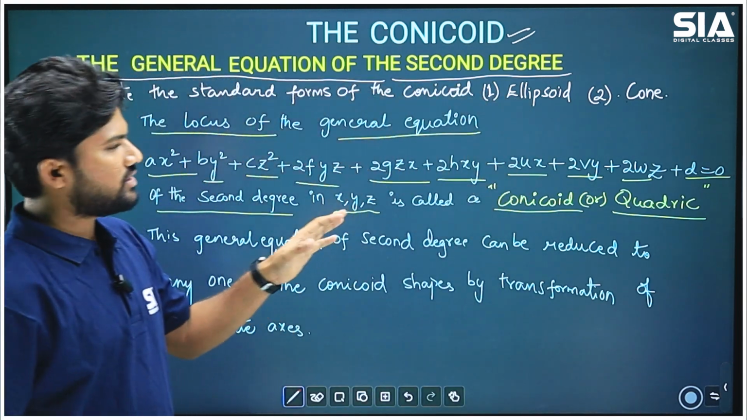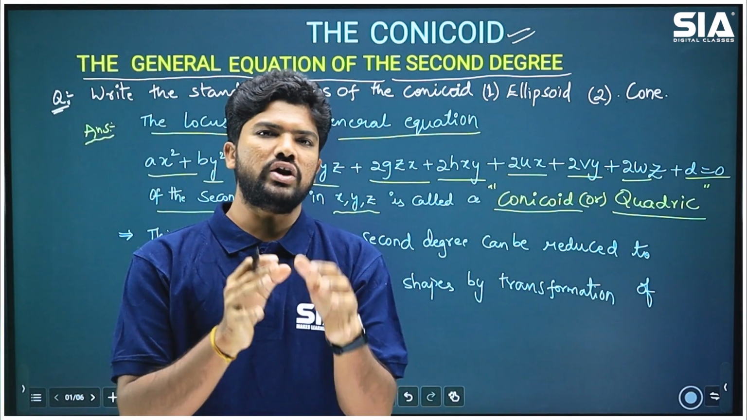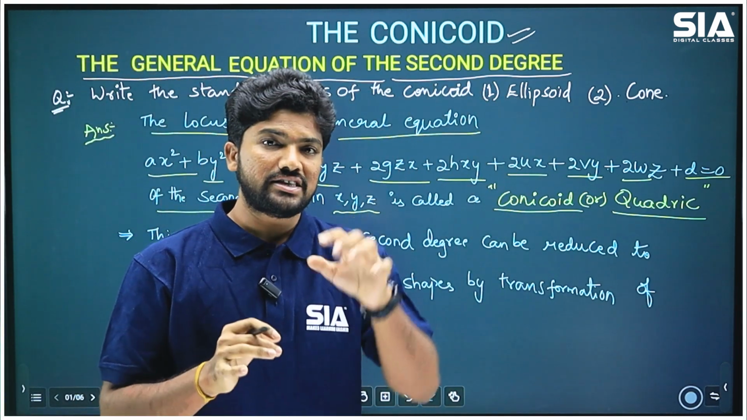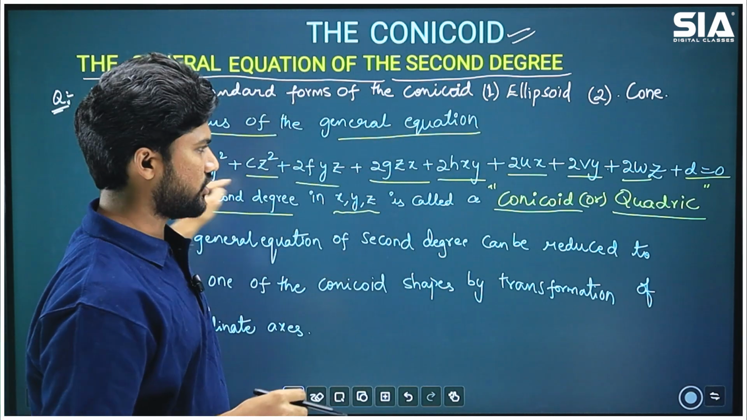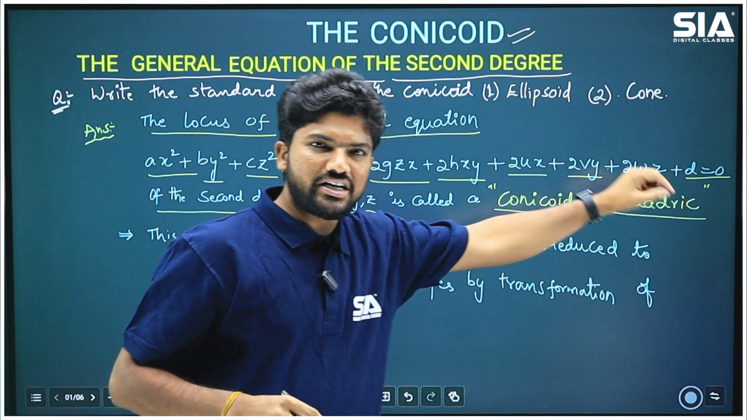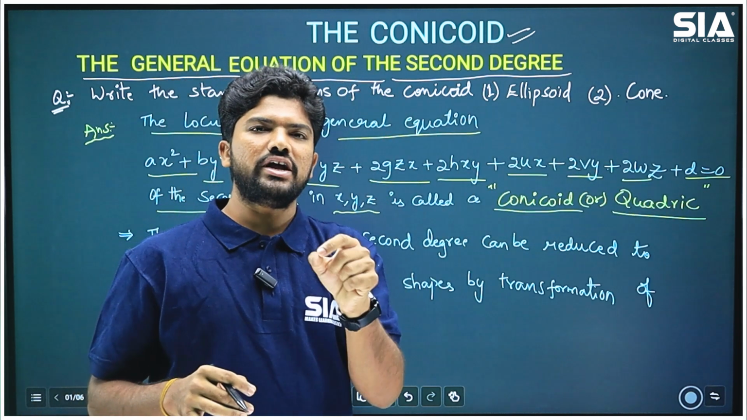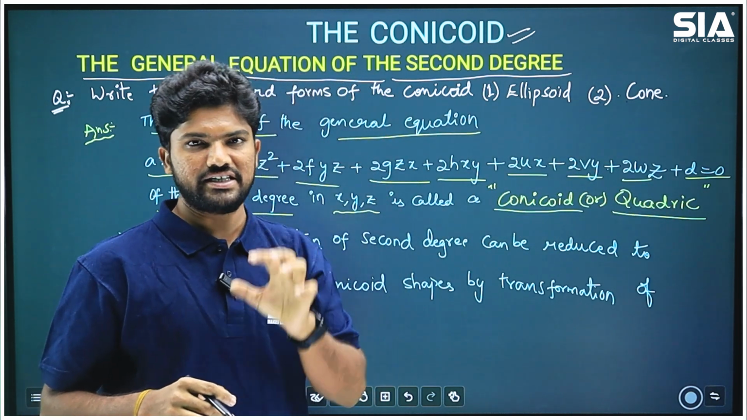Actually, a conicoid is nothing but a surface. That surface is formed by the second degree equation. This is the main equation for each and every conicoid we are going to discuss in this chapter.